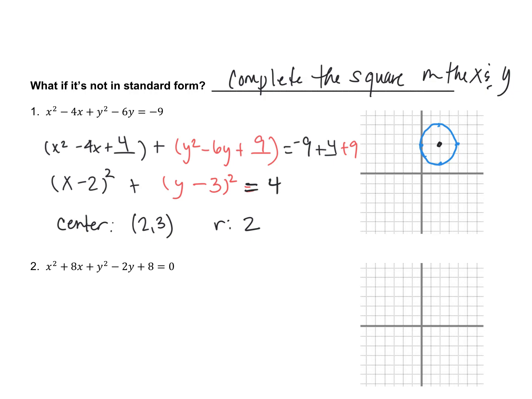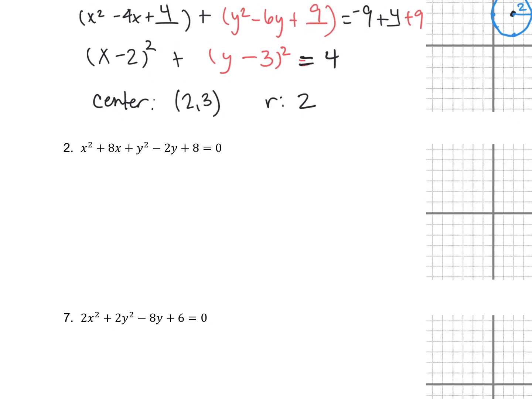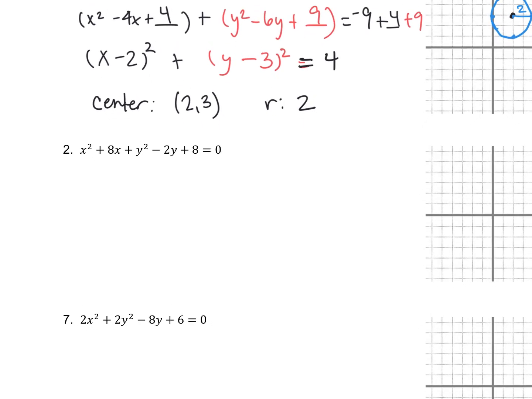Okay, so again, my radius across here is 2. Okay, all right, so let's try this next one. So again, same thing. We're going to have to do, not synthetic division, sorry. I was doing synthetic division a little while ago. What do I have to do here? Take out the 8. Subtract the 8 from both sides.